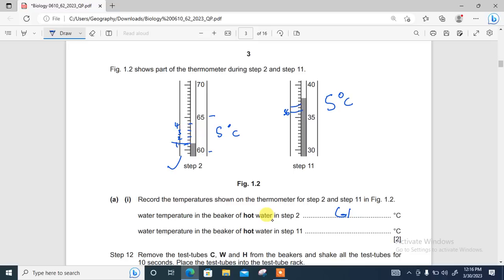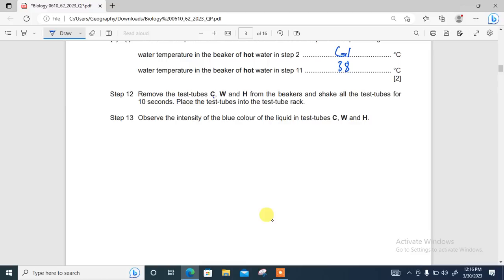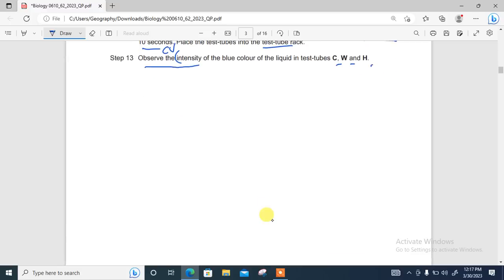You have 37, and the last one here we give you 38 degrees Celsius. So this will be 38. That's all. Then remove test tubes C, W, and H from the beaker and shake all the test tubes for 10 seconds. So all the test tubes were shaken for 10 seconds. That makes it a control variable also. Then you place the test tubes into a test tube rack. Then observe the intensity of color in the liquid in test tubes C, W, and H, after you remove them from the beaker.